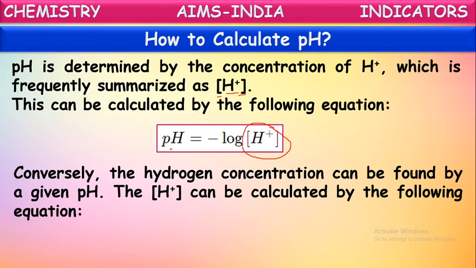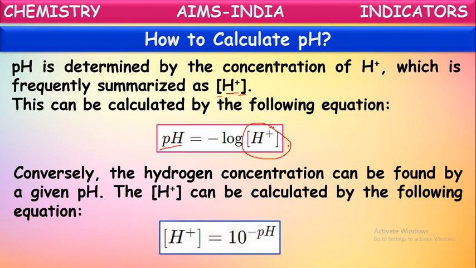Conversely, the hydrogen ion concentration can be found from the given pH value. If the pH value is given, we can find the H+ ion concentration using the formula H+ ion concentration is equal to 10 power minus pH. So if we substitute the pH value here, we will get the hydrogen ion concentration. So we can do both in reverse ways. If you know pH, we can calculate H+ ion concentration. If we know H+ ion concentration, we can find out pH by using this formula.